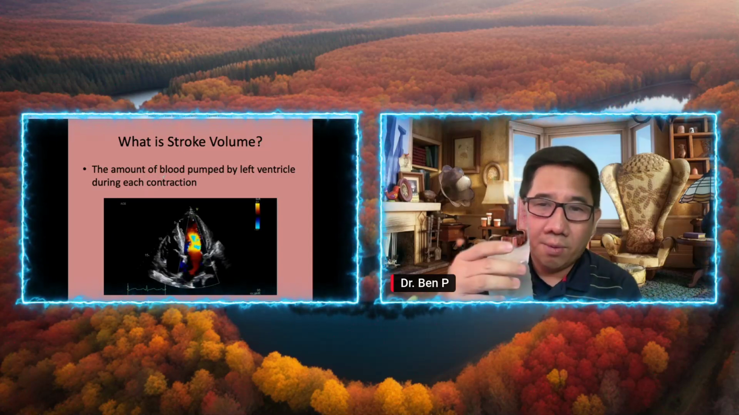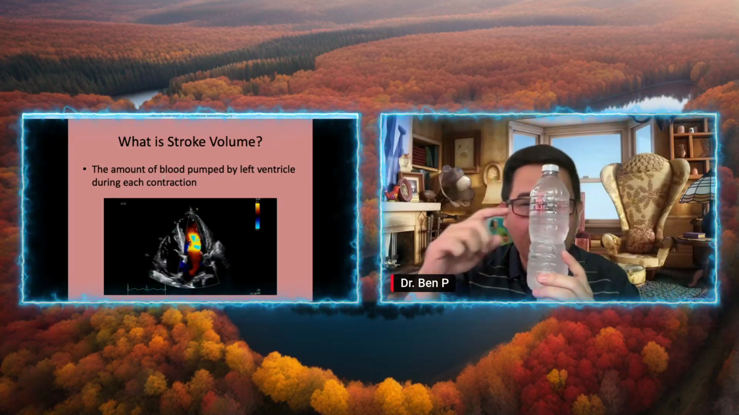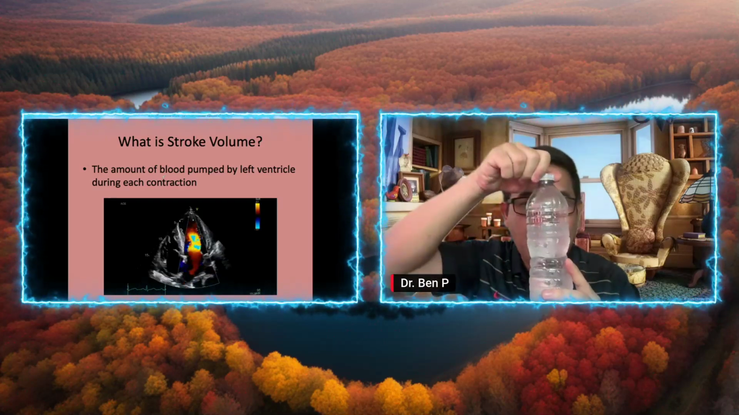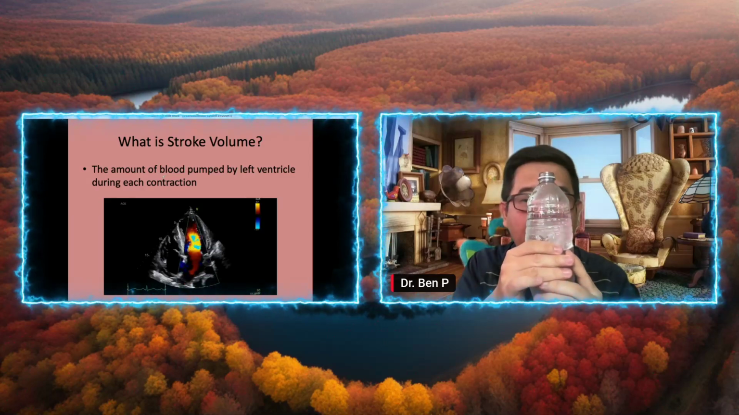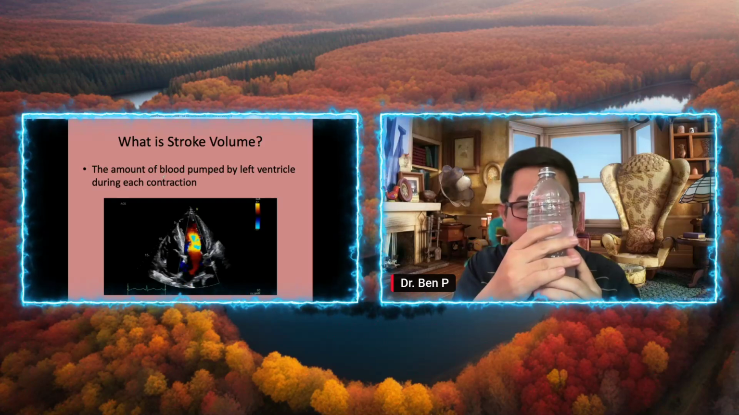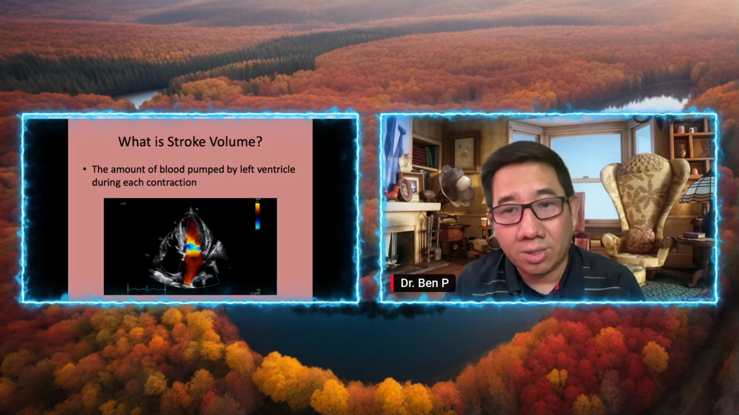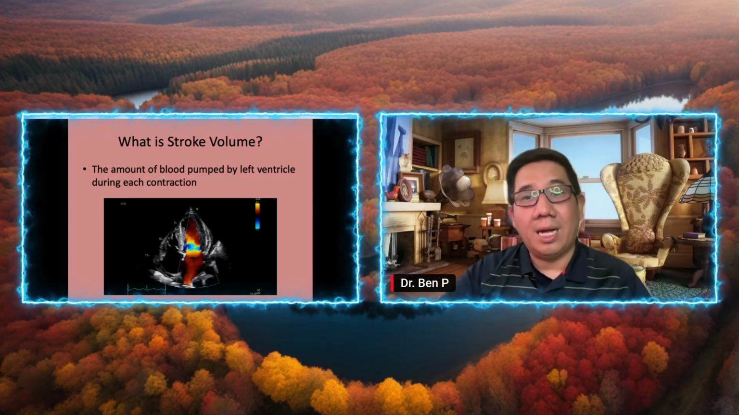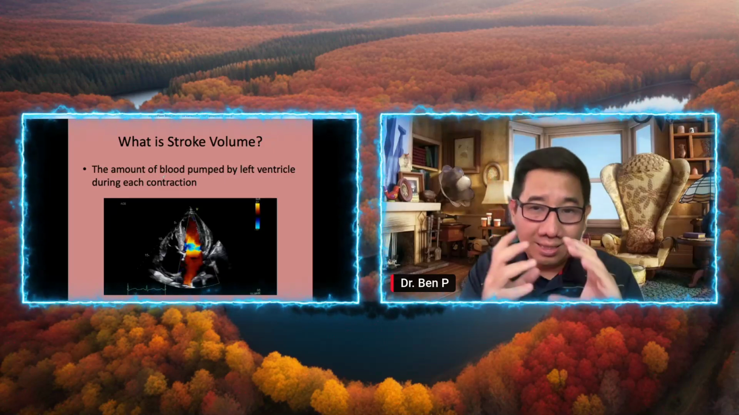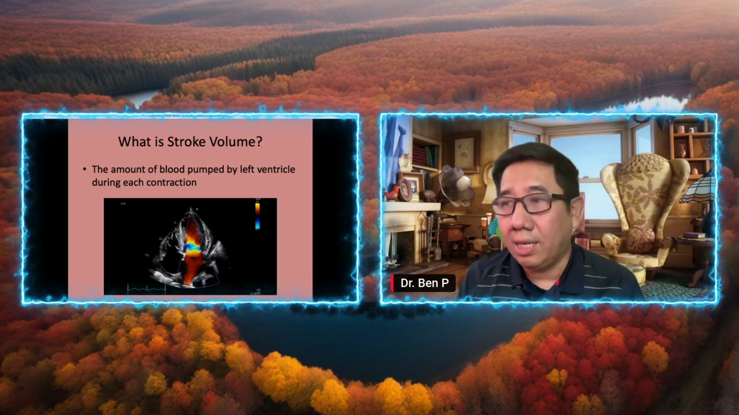So what I want you to think of is a water bottle like this. Let's say I have water up to here in the water bottle, and again I have a cap on. If I release the cap and I squeeze the bottle one time, the amount of water that comes out from the water bottle is called the stroke volume. The amount of water, the amount of blood that actually comes out of your left ventricle, is pretty much the stroke volume. So keep that in mind.